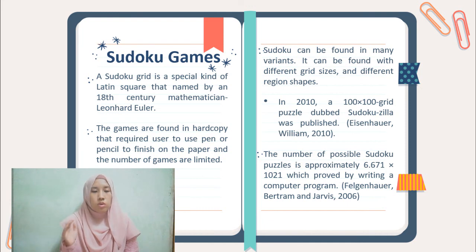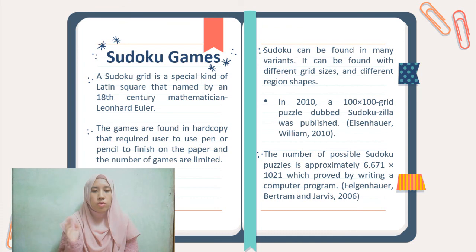In the past, Sudoku could only be found in hard copy, where it required people to use a pen or pencil to solve it, and at that time the number of Sudoku puzzles was limited. But nowadays, Sudoku can be found in many variants. It can be found in different grid sizes and also different region shapes. For example, in 2010, a 100 by 100 grid of Sudoku, dubbed Sudoku Silap, was published.